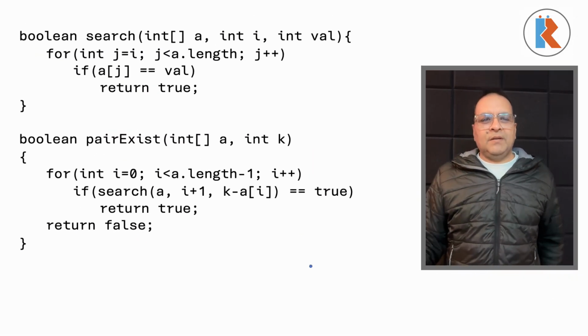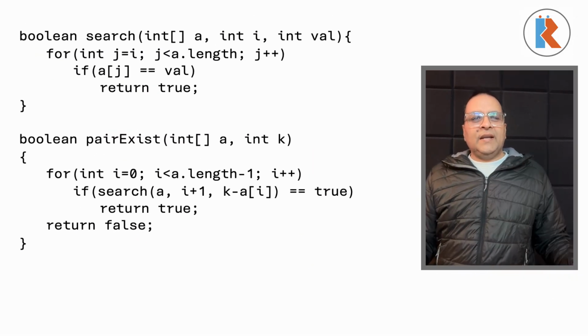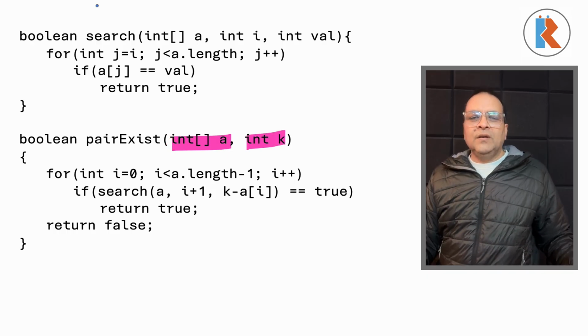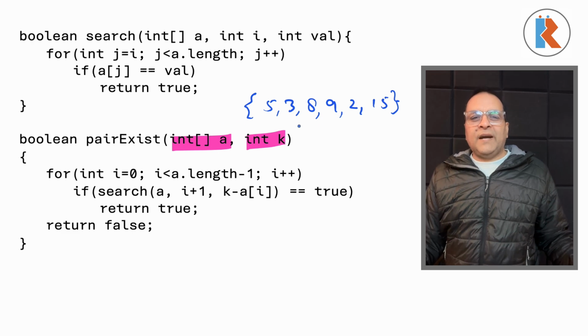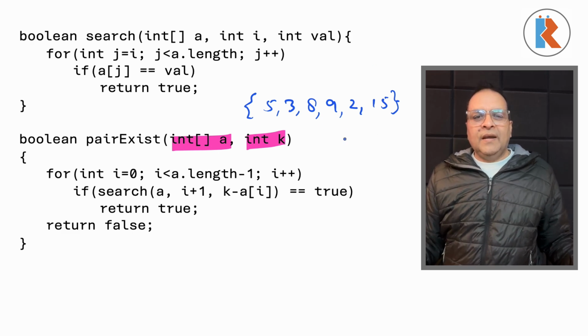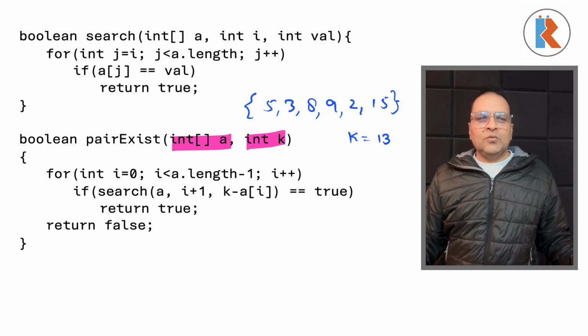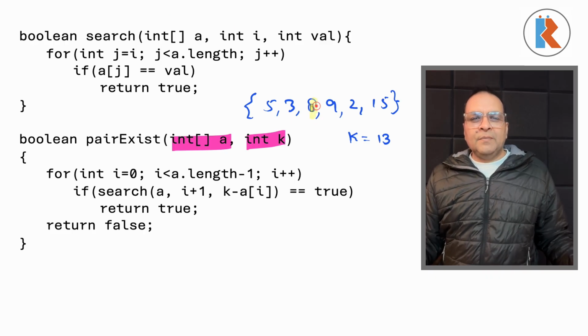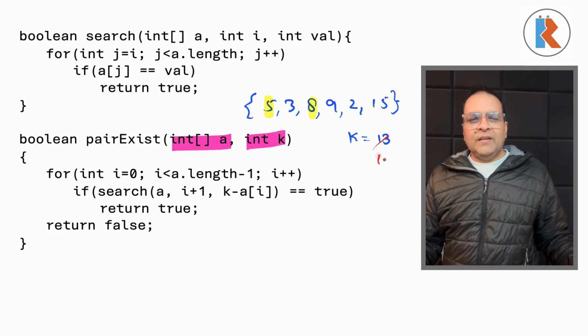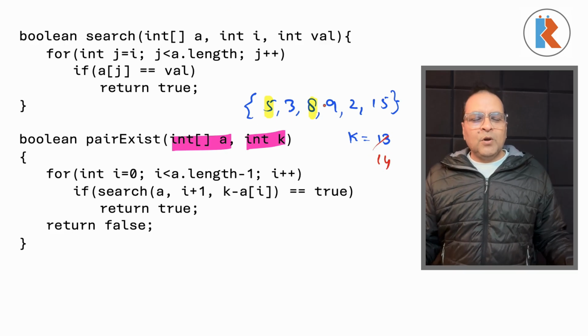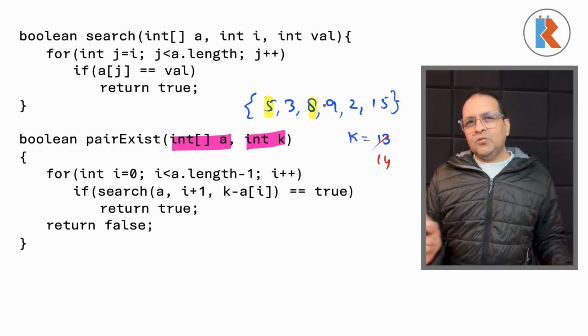Consider one more example. You may have seen this question: you are given an array and a number k. You have to find whether or not a pair exists in the array with sum equal to k. If the given array is 5, 3, 8, 9, 2, 15 and the value of k is, let's say, 13, then the answer should be true because 8 plus 5 is 13. So a pair exists with sum equal to 13. If k is given to be 14, then the answer should be false because no two elements in the array will add to give 14.